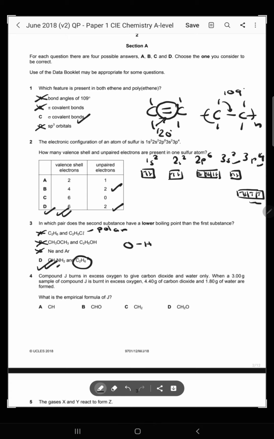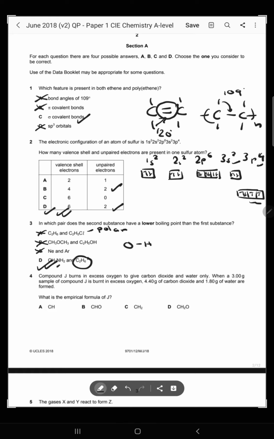Compound J burns in excess oxygen to give carbon dioxide and water only. When a 3-gram sample of compound J is burnt in excess oxygen, 4.4 grams of carbon dioxide and 1.8 grams of water are formed. So we have 4.4 grams, which is 4.4 divided by carbon dioxide, 12 plus 16 into 2.